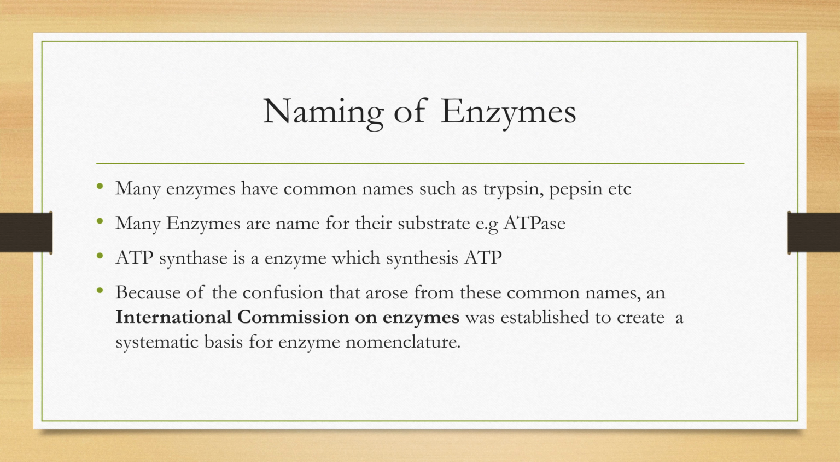Naming of enzymes. Many enzymes have common names such as trypsin, pepsin, etc. Many enzymes are named based on their substrate, like ATPase, which is breaking down ATP, and ATP synthase, which is synthesizing ATP. Because of the confusion that arose from the common names, an International Commission on Enzymes was established to create a systematic basis for enzyme nomenclature.